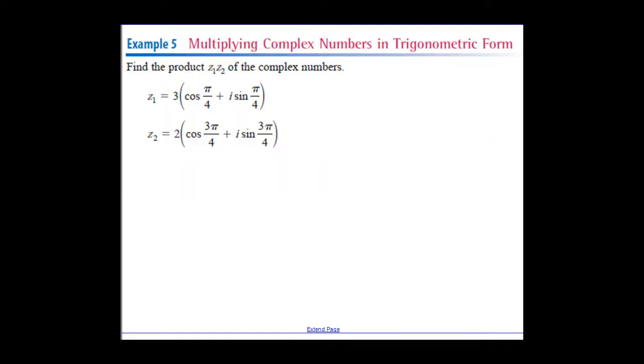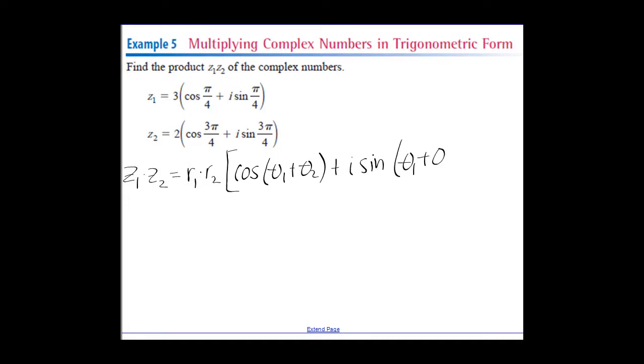All right, so let's try an example here together. So find the product of the complex numbers. I notice they're already in trig form. So z sub 1 times z sub 2 is equal to, well, my formula is r sub 1 times r sub 2, bracket, cosine of theta sub 1 plus theta sub 2, plus i sine of theta sub 1 plus theta sub 2, close brackets.